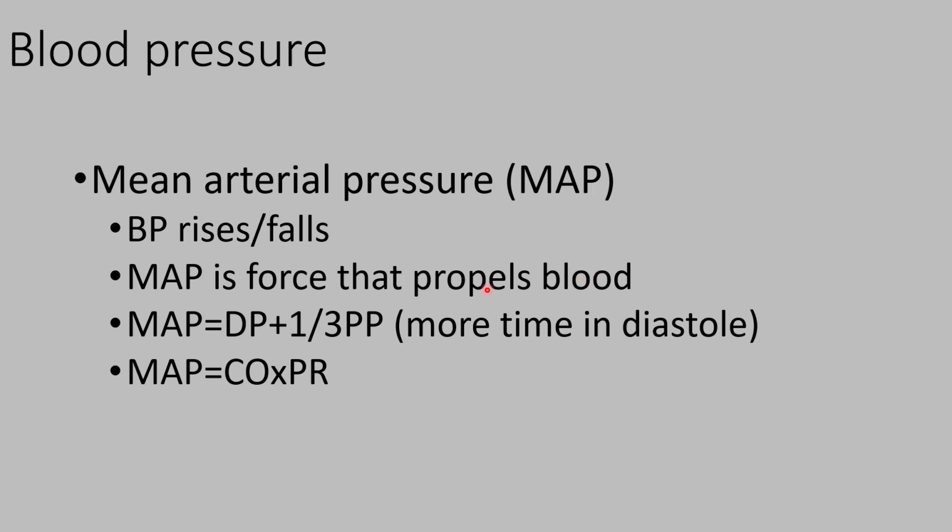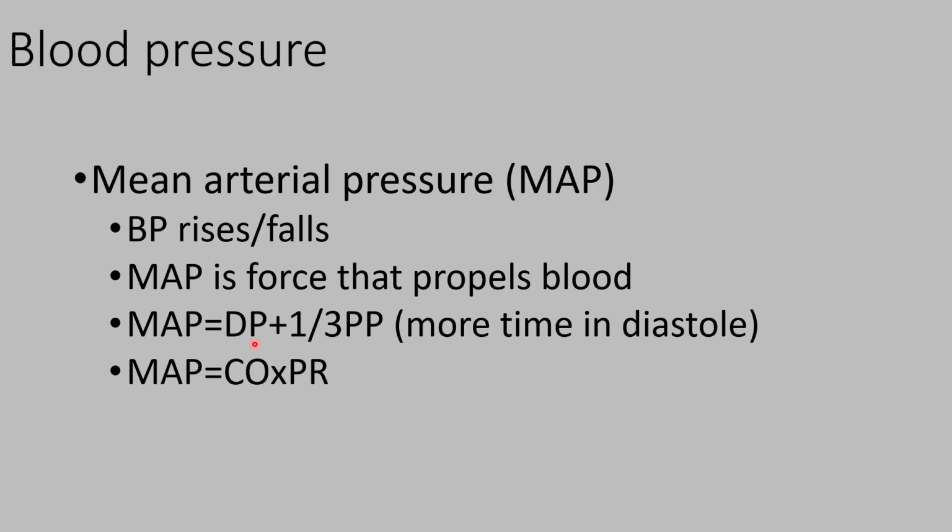And the way that we find MAP, or the mean arterial pressure, is by taking 1/3 of pulse pressure and adding diastolic pressure to it. I said it that way for a reason. You have to take 1/3 of pulse pressure first before adding diastolic pressure to it.